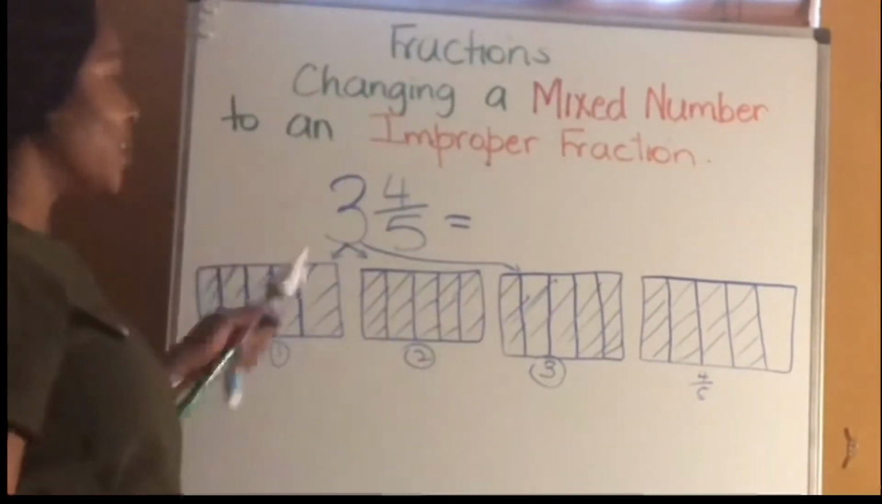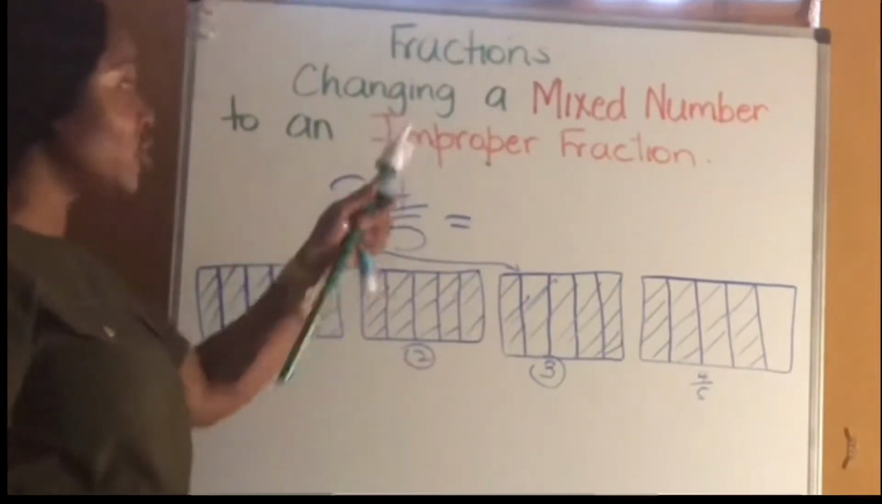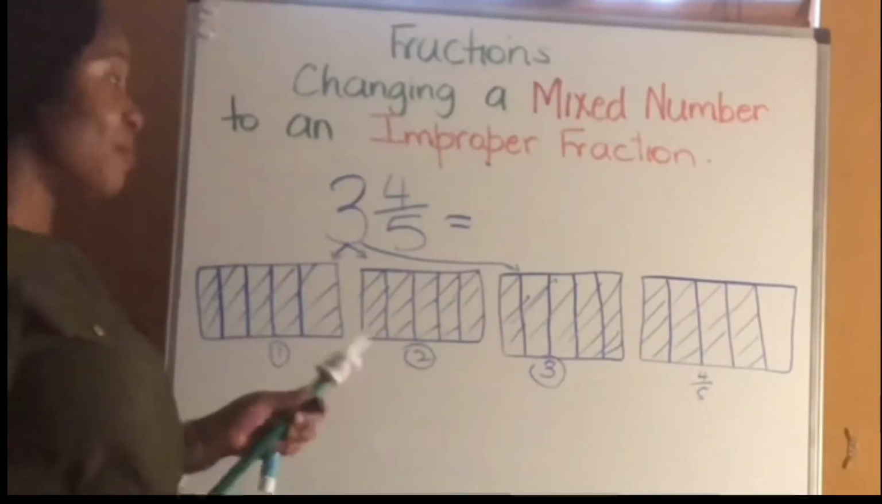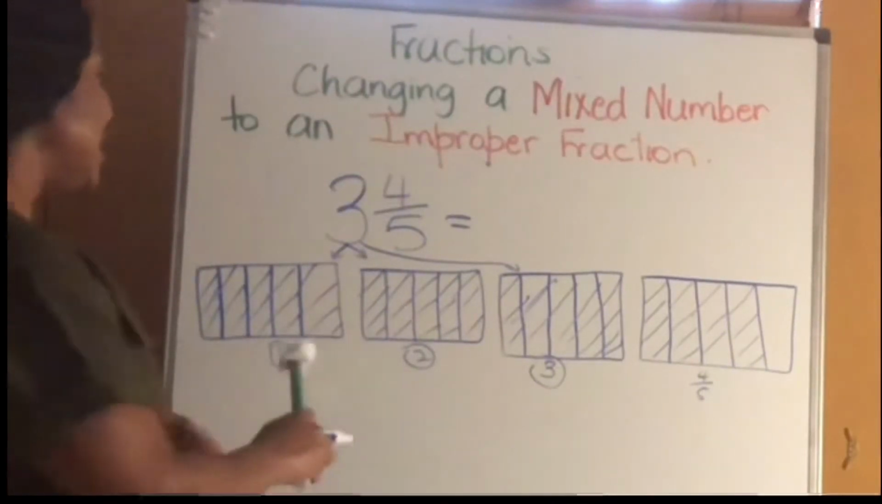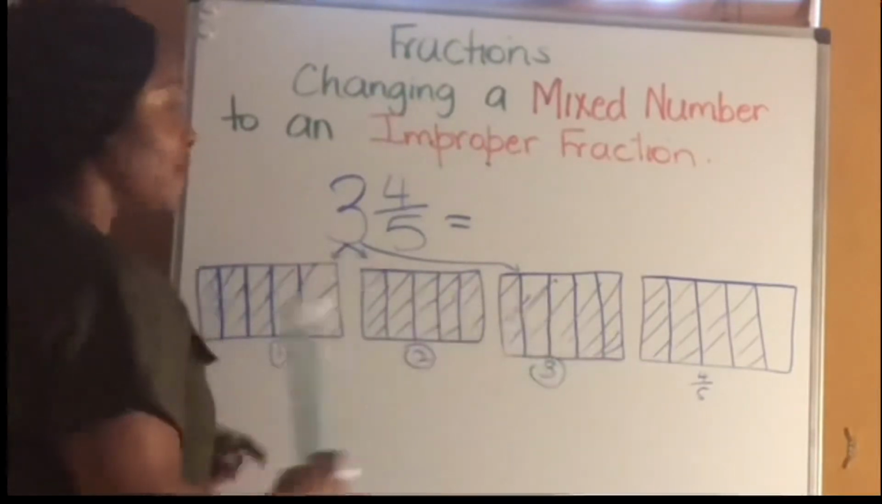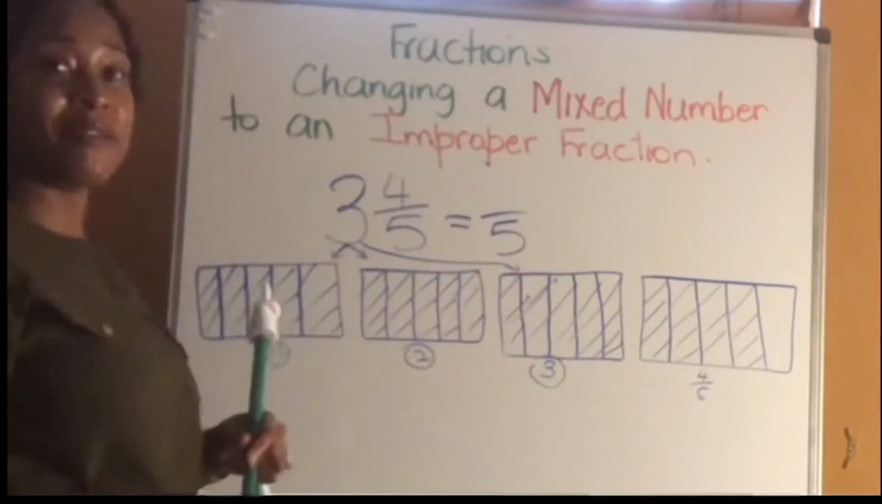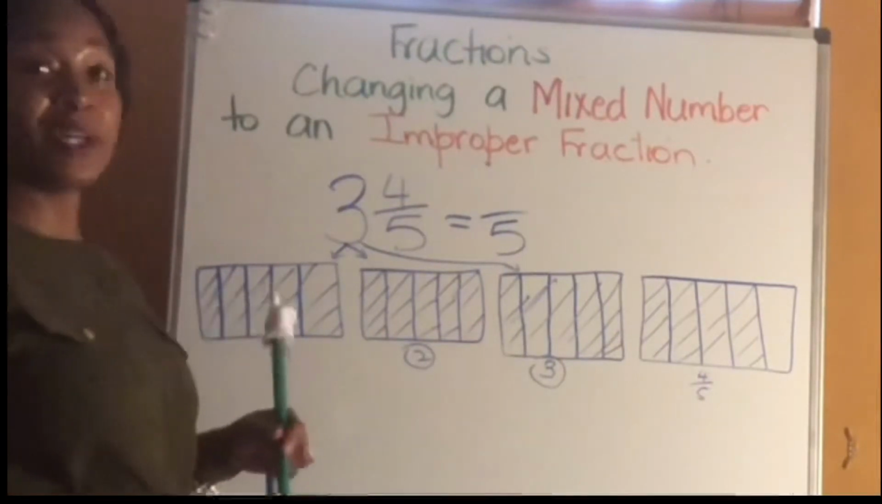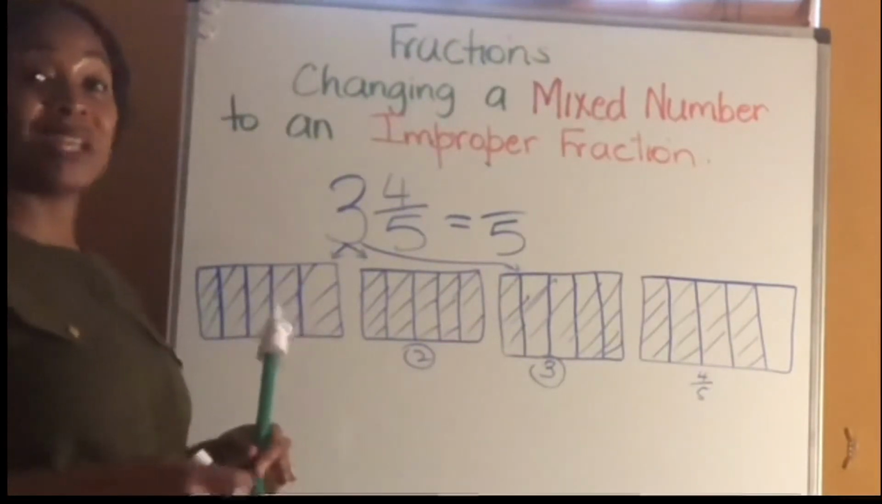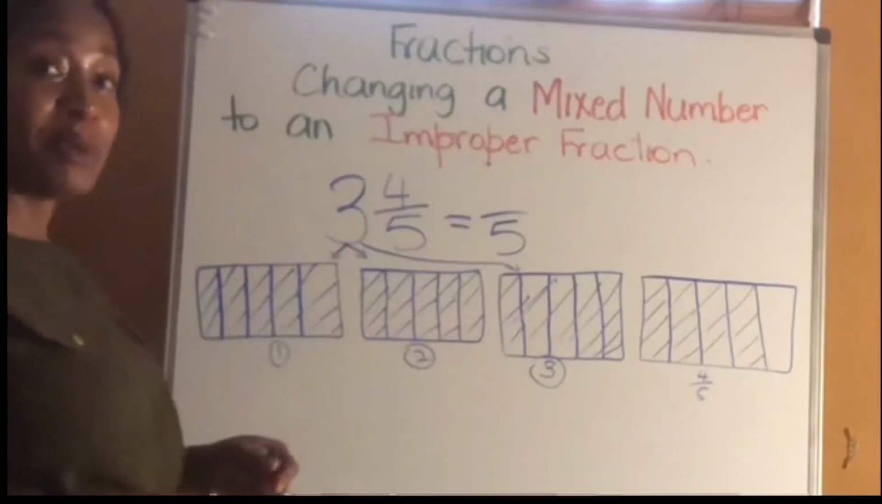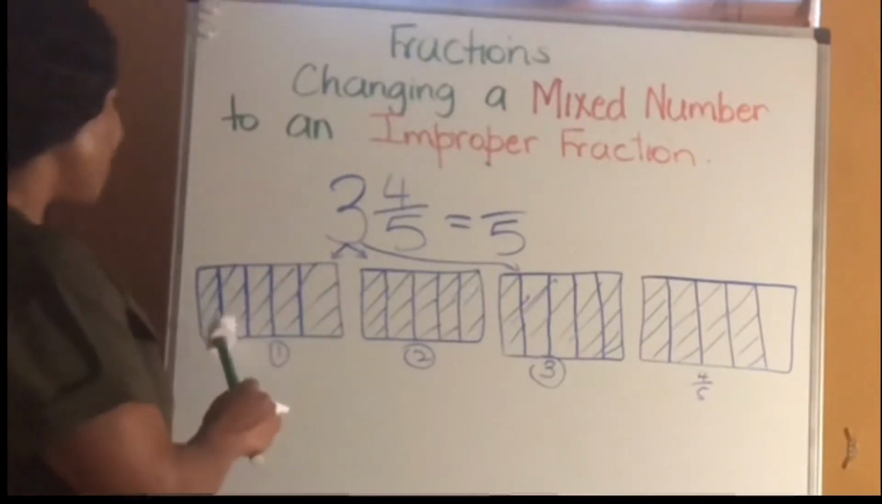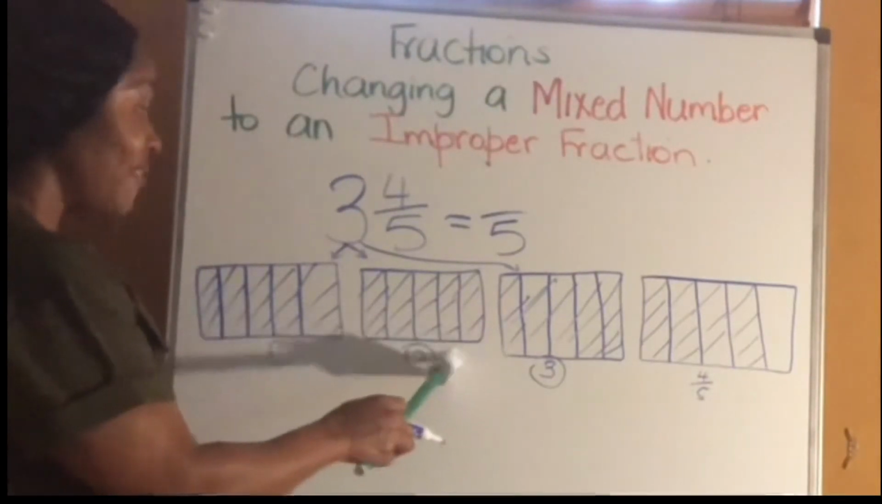Now, how am I going to figure out my fraction greater than 1 or my improper fraction? Again, each shape is divided into 5 parts. So my denominator is 5. And then all I'm simply going to do is count the parts that are shaded, and that is going to be my numerator. So this is 5, this is 5, this is 5.